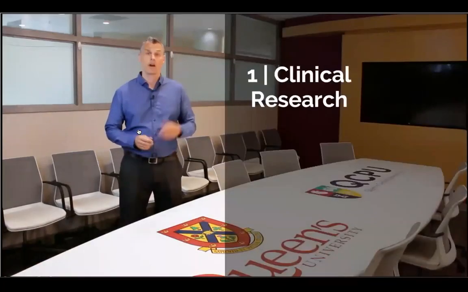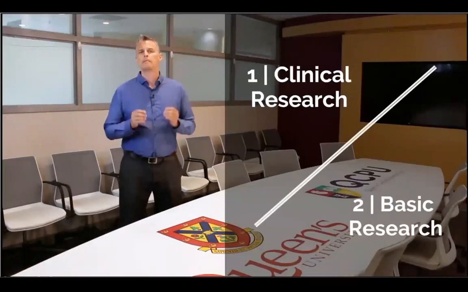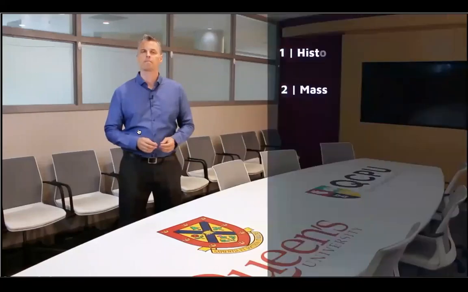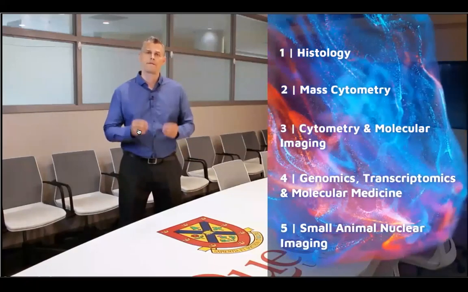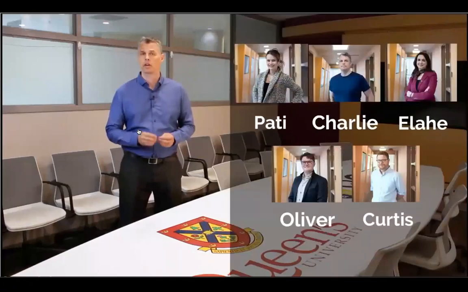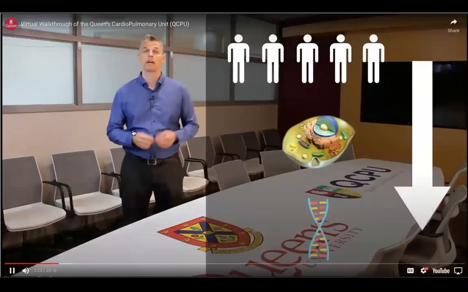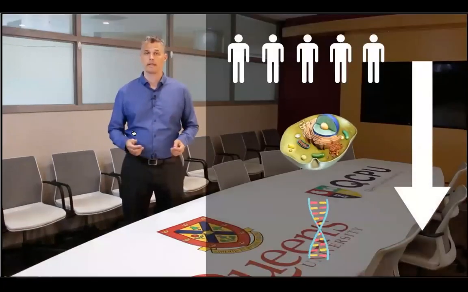So QCPU has 2 main arms of research, the first being clinical research. But the basic scientific research is split between 5 research laboratories who are staffed by 5 highly qualified scientists who have been recruited from around the world. So today, I will take you on a journey from populations to cells to genetics. And I'm going to introduce you to the scientists who are going to tell you about the infrastructure that they have in their laboratories and how they address the vital challenges we face today.